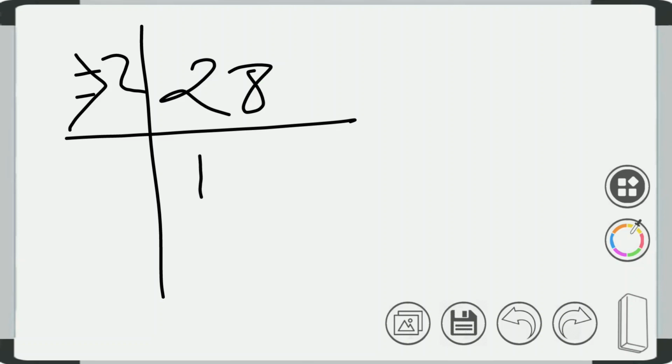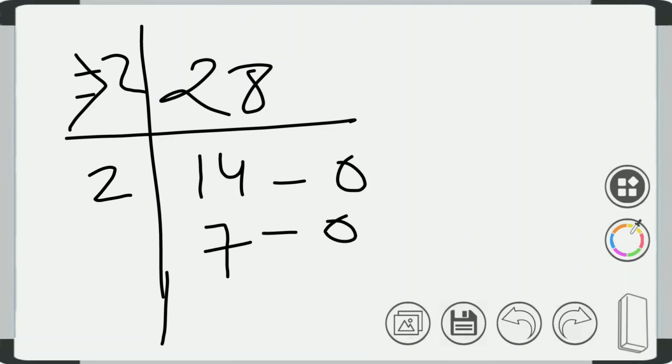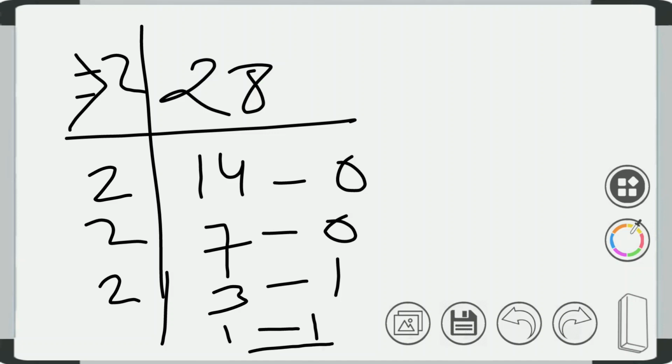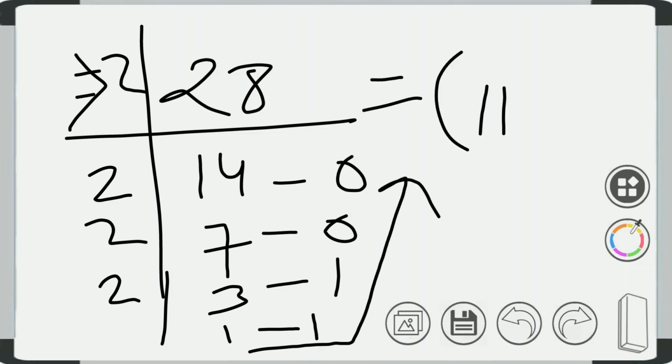2, 14, 28, remainder is 0. 2, 7, 14, remainder is 0. 2, 3, 7, remainder is 1. 2, 1, 3, remainder is 1. So we will follow the bottom to top approach, that is 1, 1, 1, 0, 0. This integer part is equivalent to 11100.